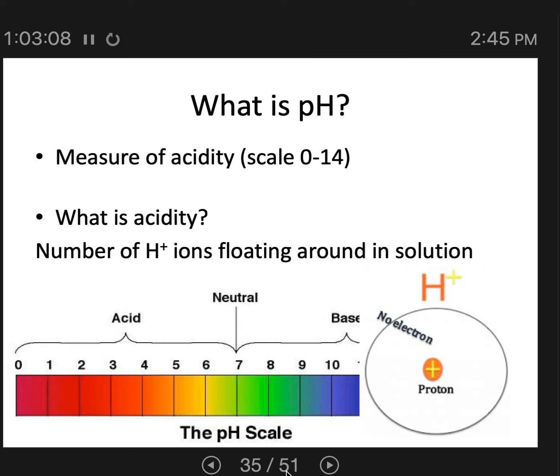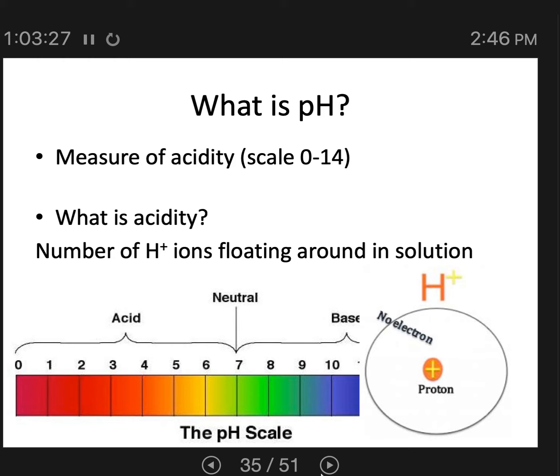Okay, but if you prefer not to think of the math, just think, it's backwards from what you would normally expect. So the lower the pH, the more hydronium ions and the more acidic.